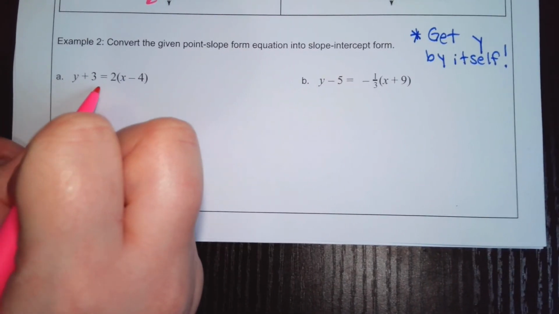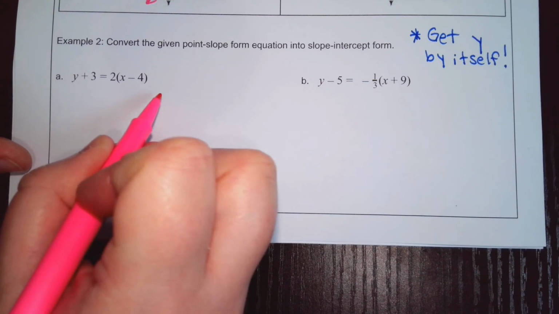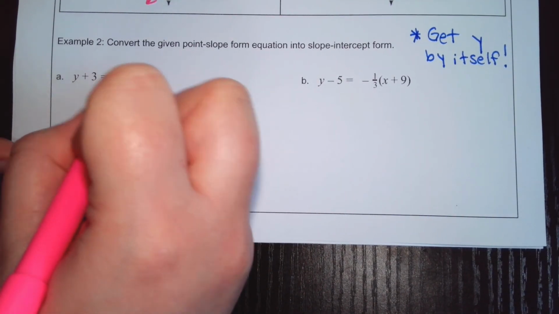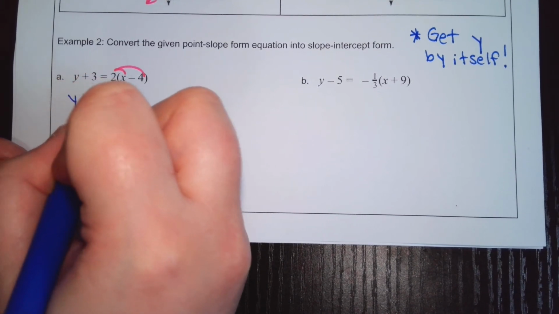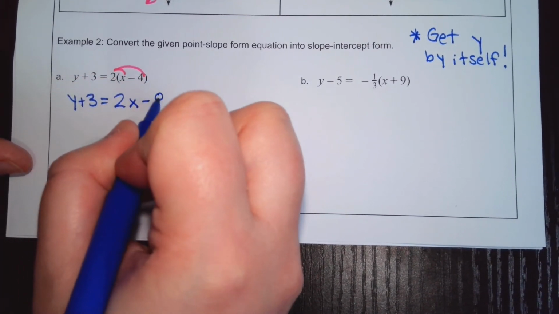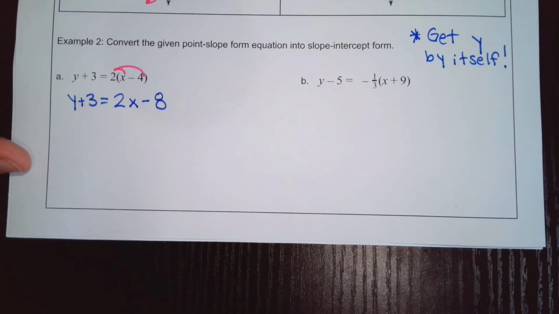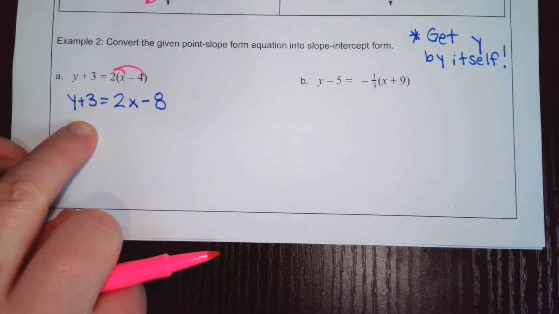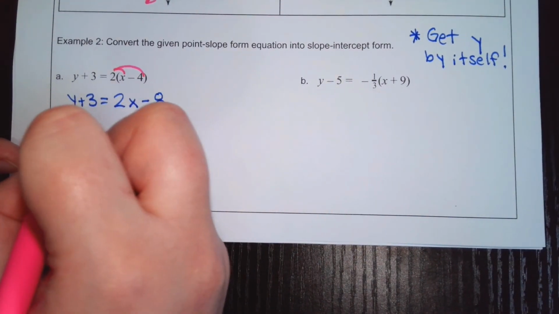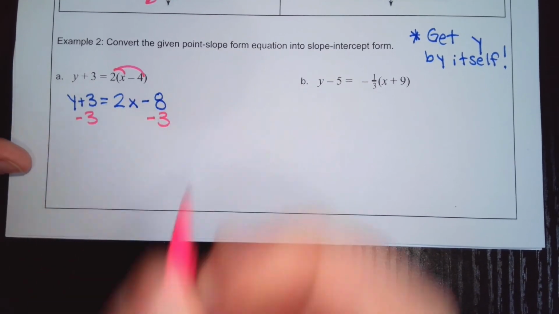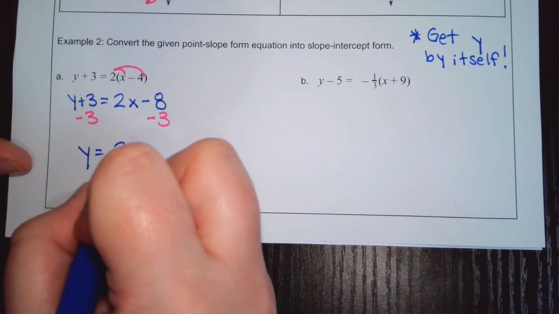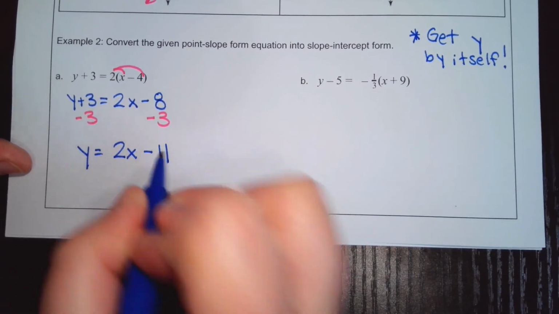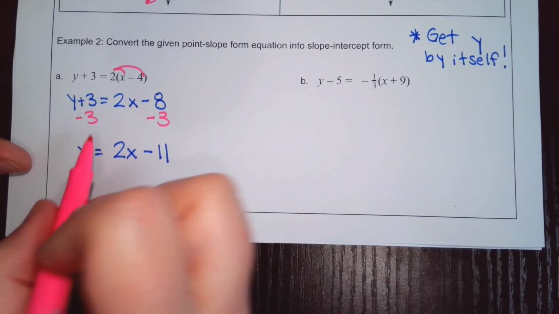So we have y plus 3 is equal to 2 times x minus 4. So we're going to distribute the 2. So y plus 3 is equal to 2x minus 8. And then just move the 3. We want to get the y by itself, so we're going to subtract 3. So we get y is equal to 2x minus 11. So now we have it in slope-intercept form.